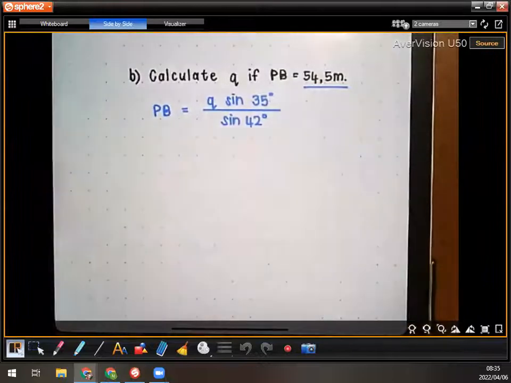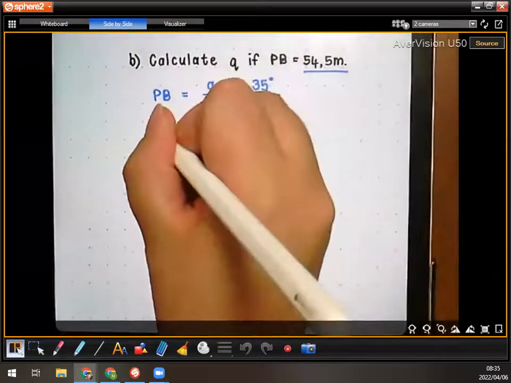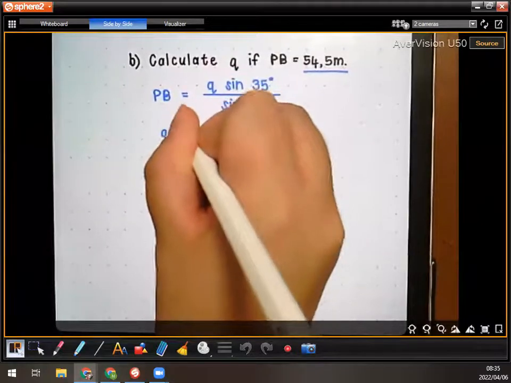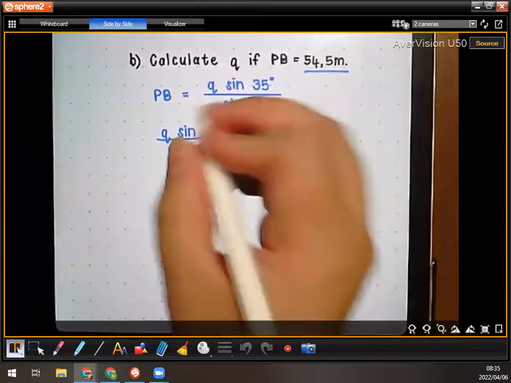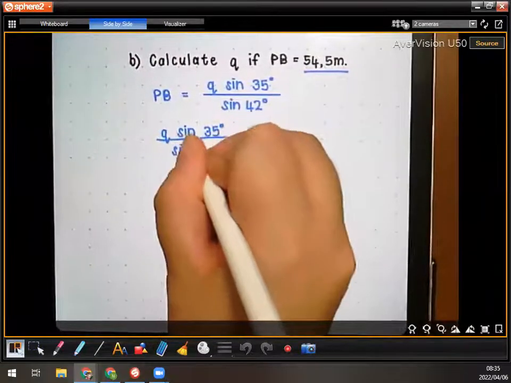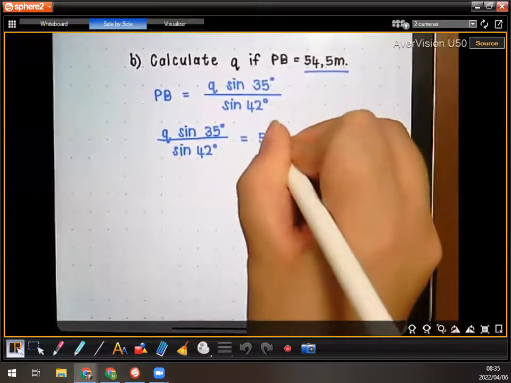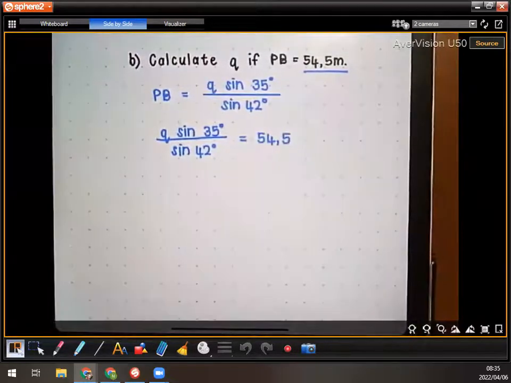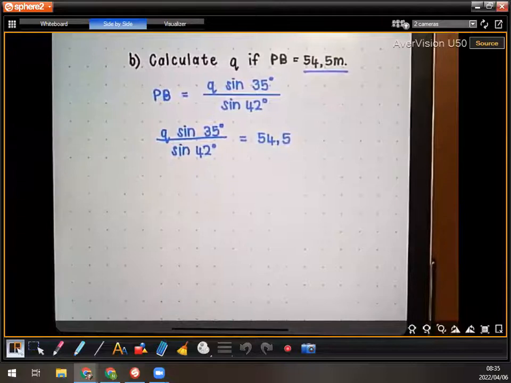I'm just going to put the Q part on the left. You guys know that I like what I'm solving for to be on the left. So I have Q sine 35 over sine 42 equal to 54.5. And now I need to solve for Q. Right, it's just calculator work, right? It's a normal equation that you are solving, so do that with me. You can do it in multiple steps if you want.